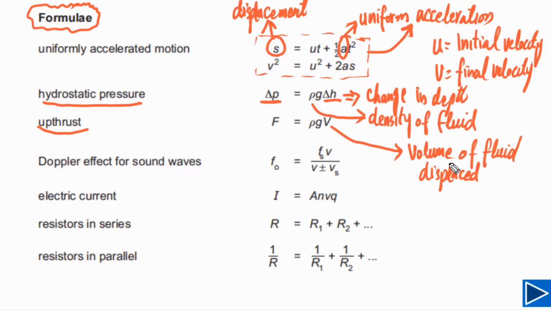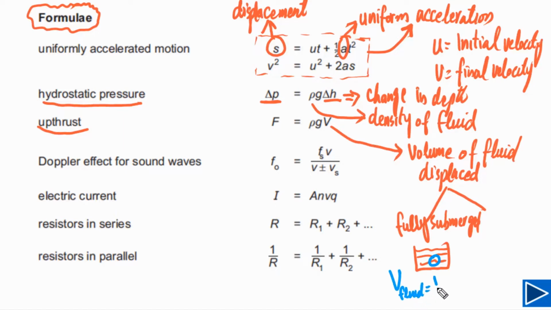Now we need to understand when volume of fluid and volume of object are the same. So we will discuss two separate cases. First case, when object is fully submerged. Fully submerged simply means that, let's say we have this container and we place one object inside. Let's say object is here, fully submerged. In this case, volume of fluid displaced is equal to volume of object.